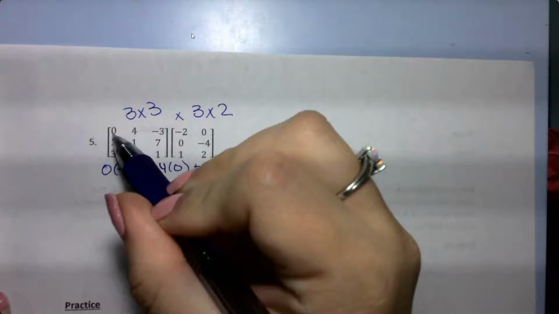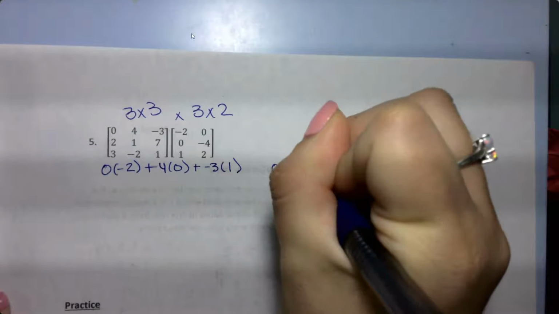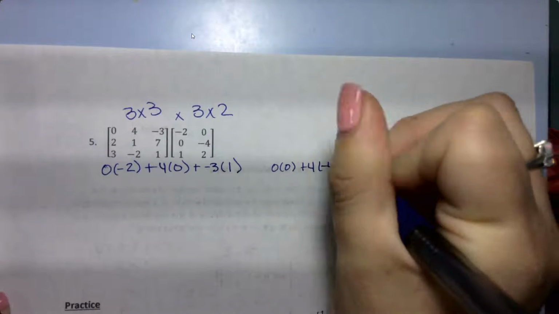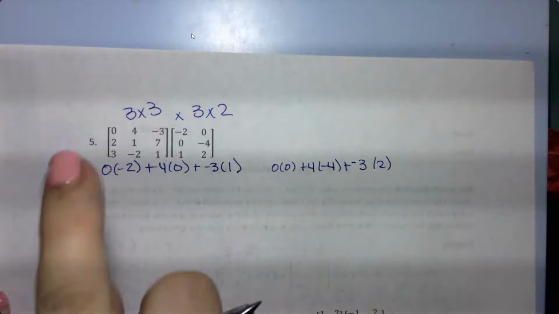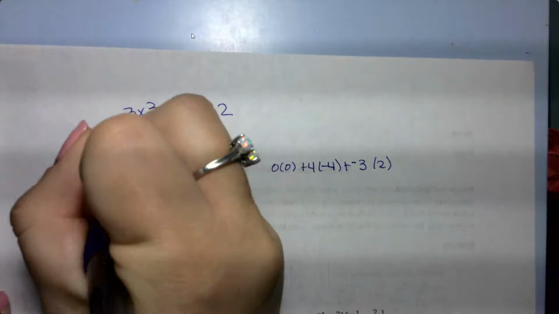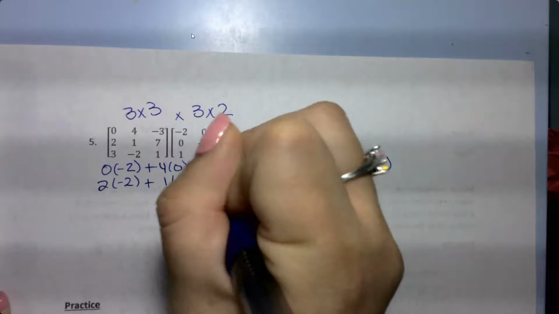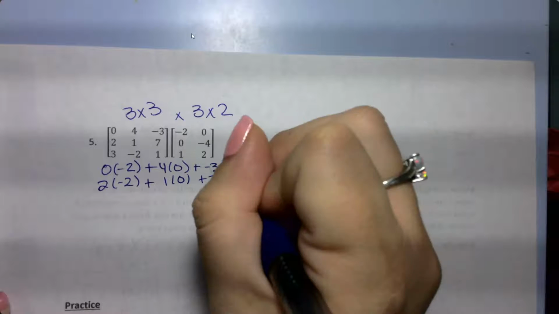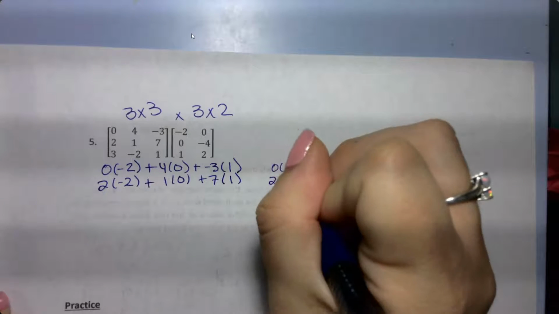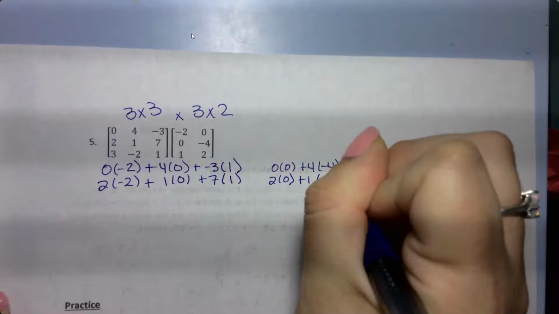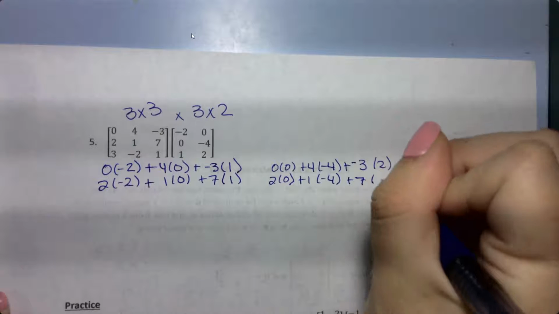Then I have first row times second column, which is going to give me 0 times 0 plus 4 times negative 4 plus negative 3 times 2. Second row, first column, I have 2 times negative 2 plus 1 times 0 plus 7 times 1. Second row, second column, I have 2 times 0 plus 1 times negative 4 plus 7 times 2.